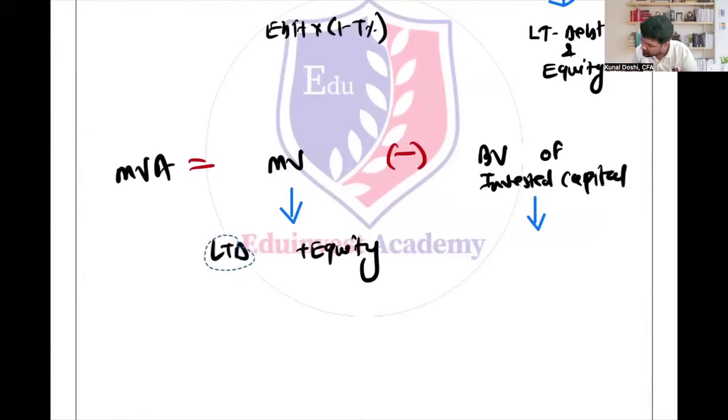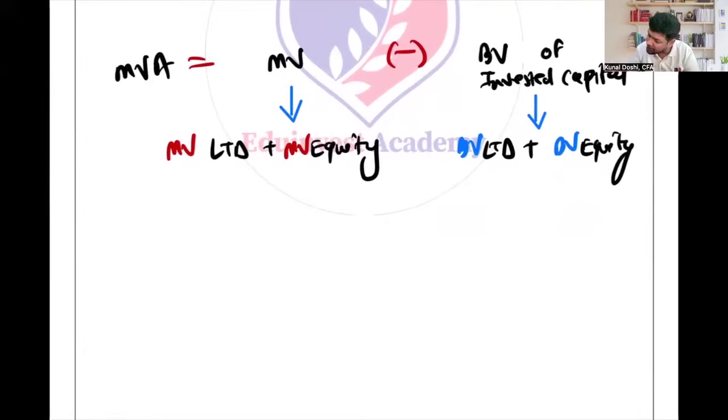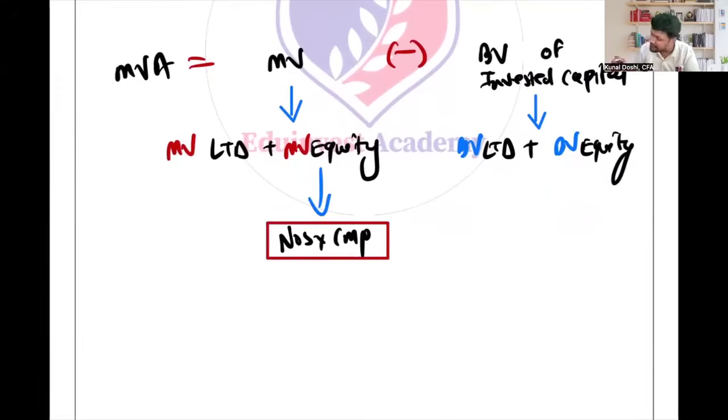Remember, this is long-term debt and equity based on market value. And this will be based on book value of long-term debt and book value of equity. Book value of equity is total equity, that is equity share capital, retained earnings, and so on, right? Just a small difference when I say market value of equity. Market value of equity is nothing but the market cap, which is number of shares into current market price. That is how I get the market cap or market value of equity.